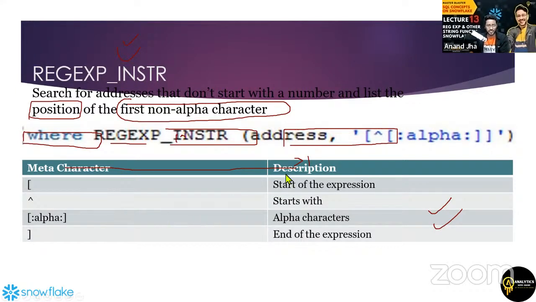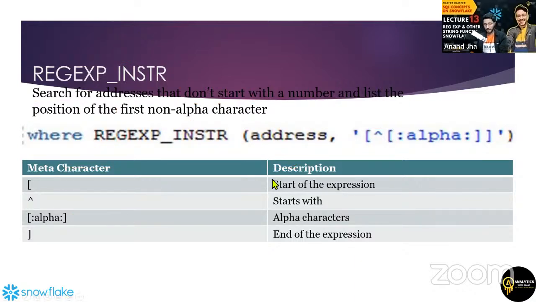This means start of the expression. This is the end of the expression. Alpha character is colon, alpha, colon. Very simple expression. Digit is colon, digit, colon. Right? Correct? And this is the starts with. This we know.